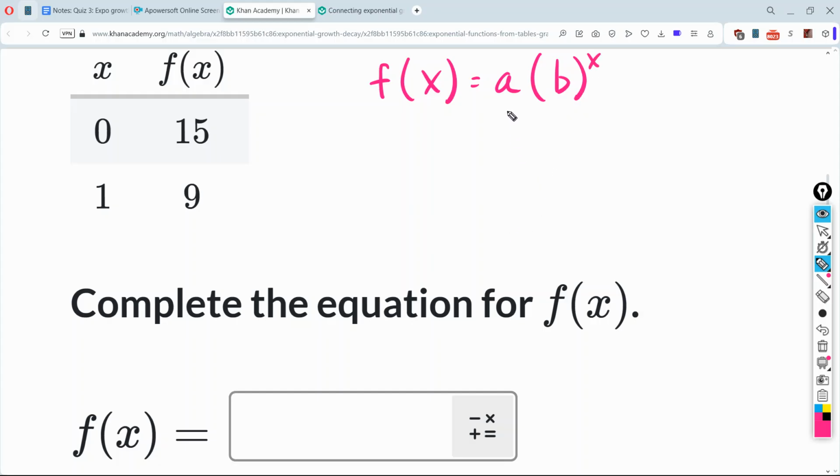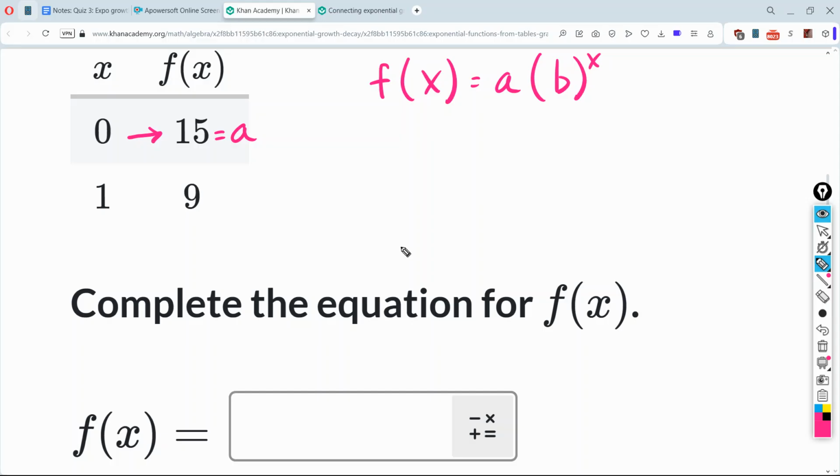Now, we said the value for a was when x equals 0. So, right here, at x equals 0, the y-intercept is just 15. That's going to be the value for a. All right, that will work every time.